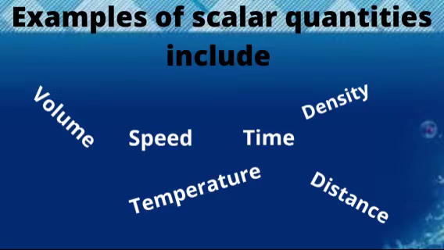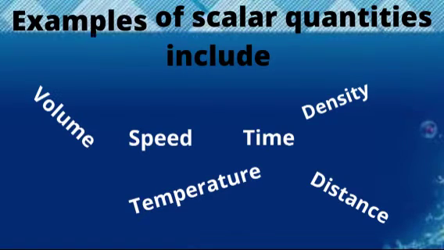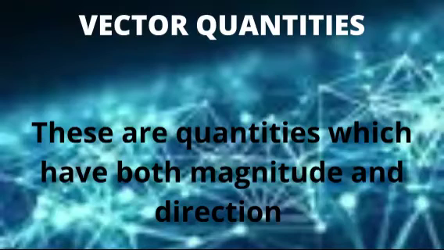Examples of scalar quantities are volume, speed, time, density, distance, temperature. If you look at these quantities that we have mentioned above, I can tell you that the speed of an object is 3 meters per second. You don't know if it is going to the east, to the north, to the south. I can tell you that the distance or the length is 2 meters. You don't know what direction it is going to. So scalars have magnitude, that is numerical value, but no direction.